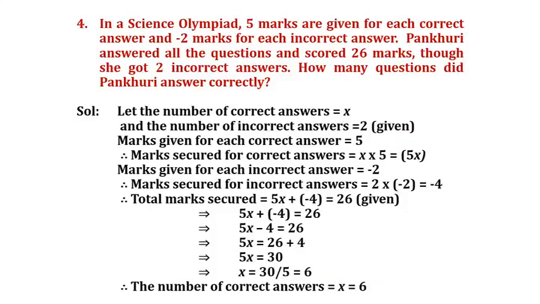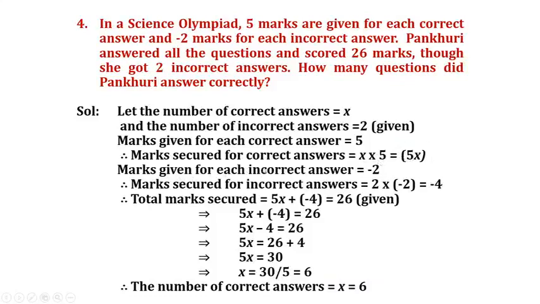So for this, first we have to find out the unknown number, which is correct answers, as x. Let the number of correct answers be x. So always you have to take the unknown number as x here. And the number of incorrect answers, given in the last sentence, she got 2 incorrect answers. Number of incorrect answers is 2 is given. And marks given for each correct answer is 5. Therefore, the marks scored for correct answers is equal to number of correct answers into 5, which is x into 5, equal to 5x marks.